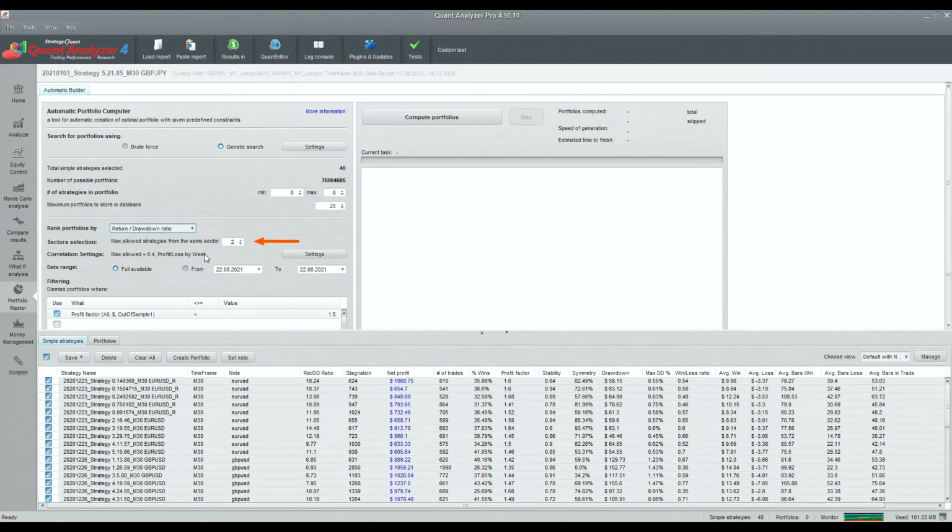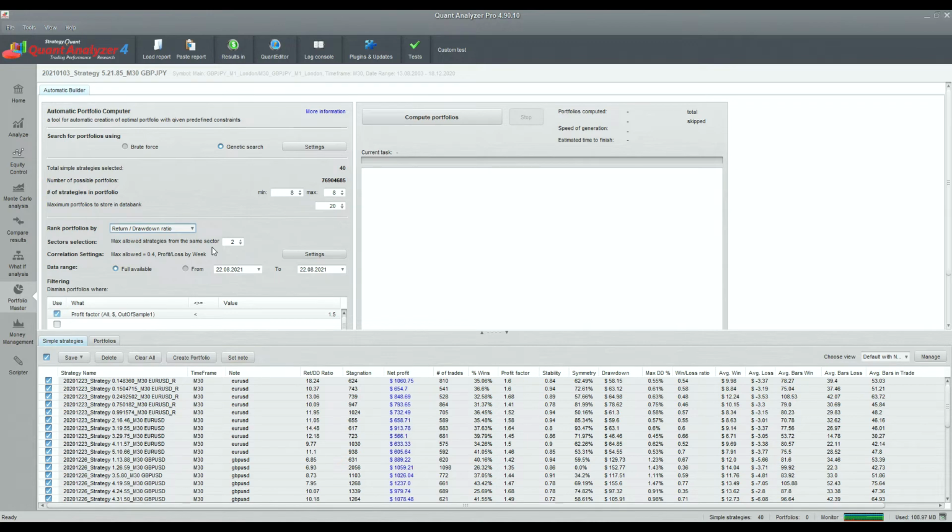Sectors selection is where we will apply our constraint of having no more than 2 strategies per market. We will first need to add a node column to the strategy data bank and type in a unique identifier for each market. In this case, the identifier is simply the market being traded. The algorithm will scan through each portfolio and make sure the node specified is found no more than twice.